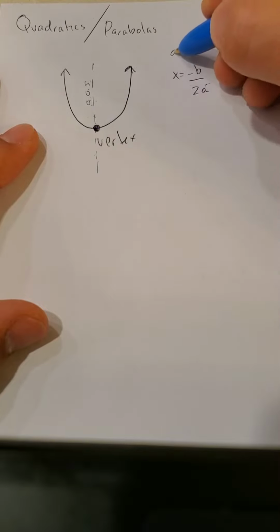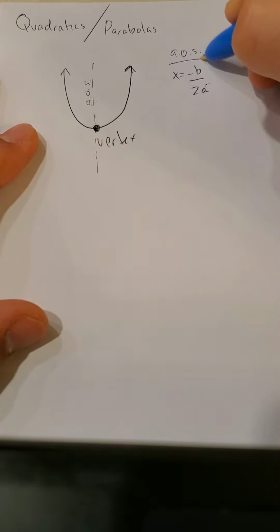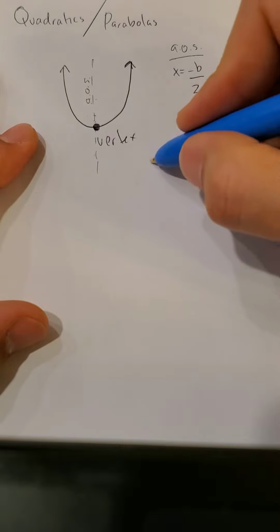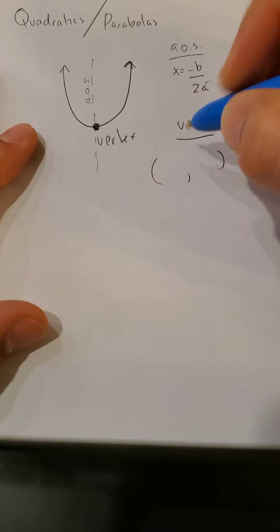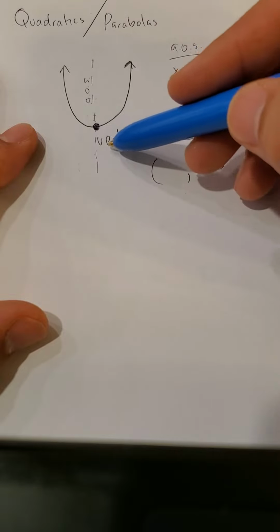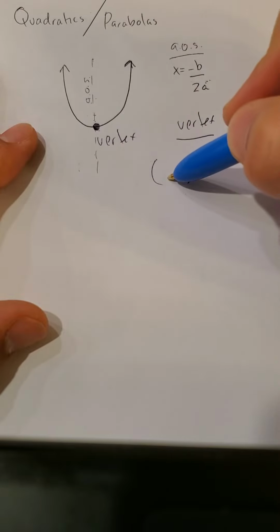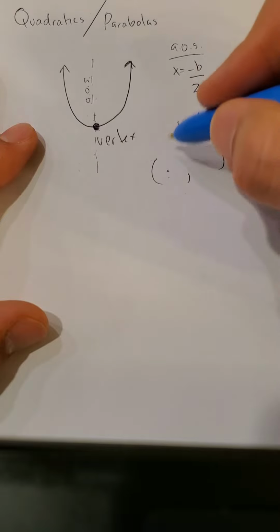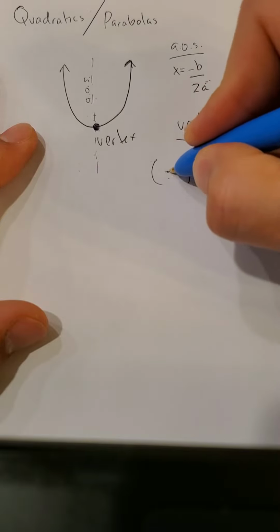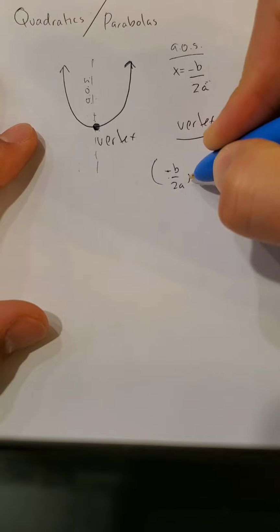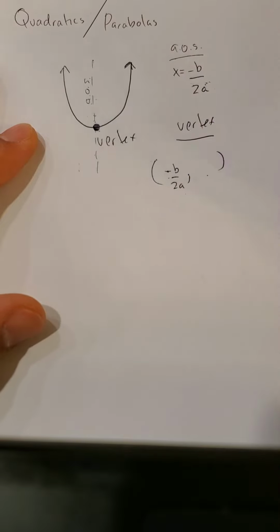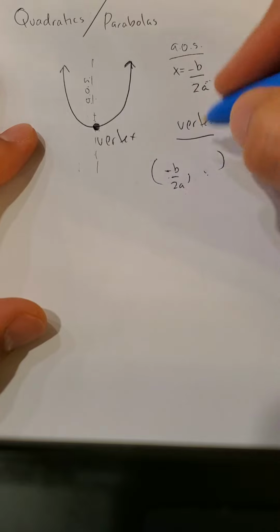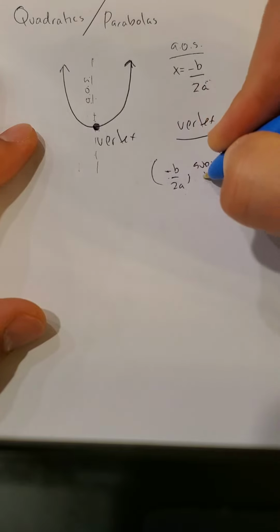That's the axis of symmetry equation. The vertex would literally be a point. The vertex is a point. The axis of symmetry is a line. The x of that vertex you know because of the axis of symmetry, so the x is negative b over 2a. To find the y, you do what you always do: you plug this in and you pop out the y. So you substitute into the equation.